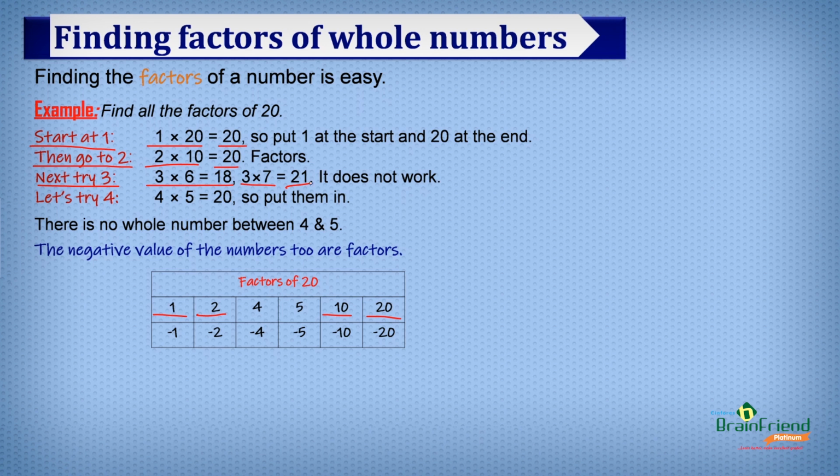Let's go to the number 4. Now, 4 into 20 is 5. So 4 multiplied by 5 gives us 20. Now, we can as well list 4 and 5. Now, recall that I mentioned that factors can be positive or negative. So you see, the negative of all these numbers are also factors.